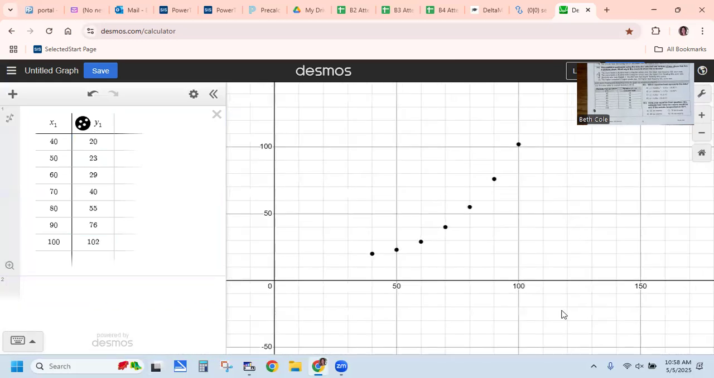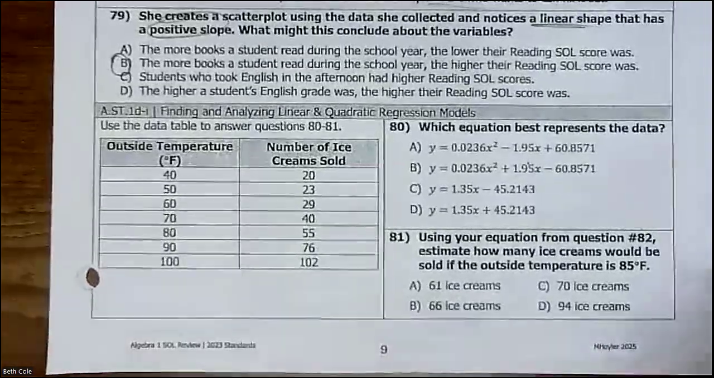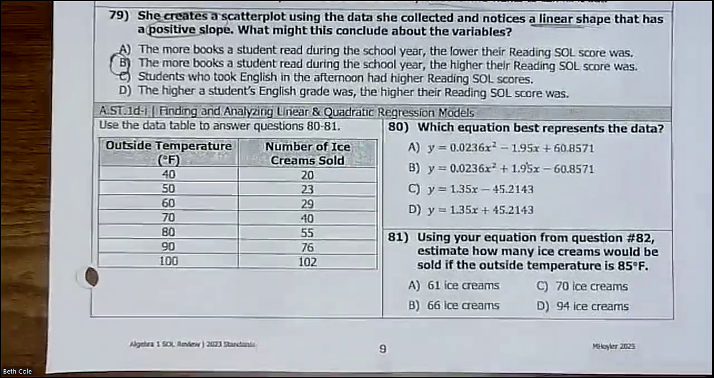A line? I think it looks kind of exponential, but look at the choices. We don't have an exponential choice. So it's probably the U shape. Which 2 can you get rid of?